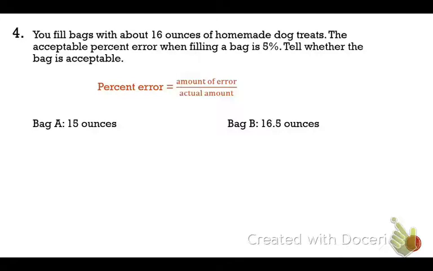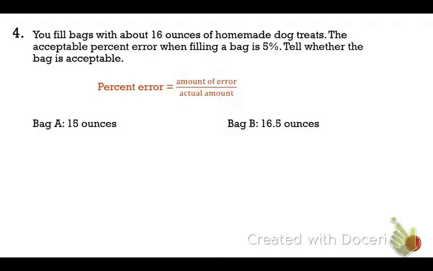Anyone? PetSmart. Okay, that's okay. PetSmart, all right? That's one of them. So let's imagine that you work there. And you have to, by hand, put individual dog treats into the bags, and you only want 16 ounces. The acceptable percent of error when filling a bag is 5%. That's basically PetSmart saying, we understand you're not perfect, but we don't want you to put too much in these 16-ounce bags. Why do you think they care about you not putting too much in a bag?